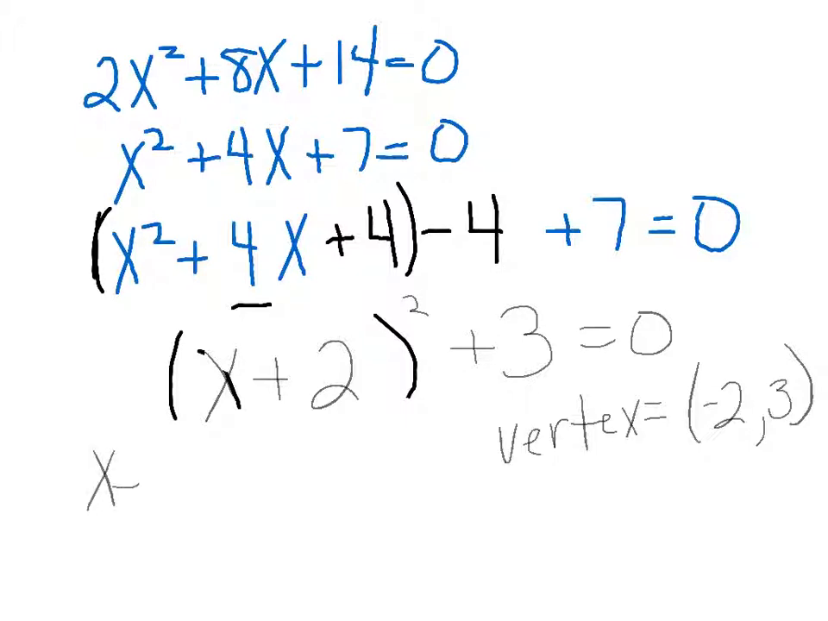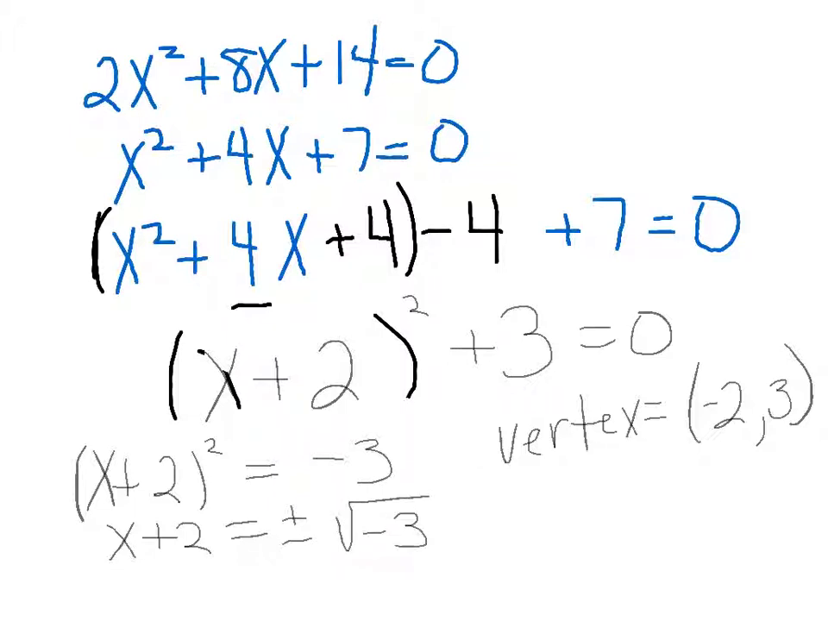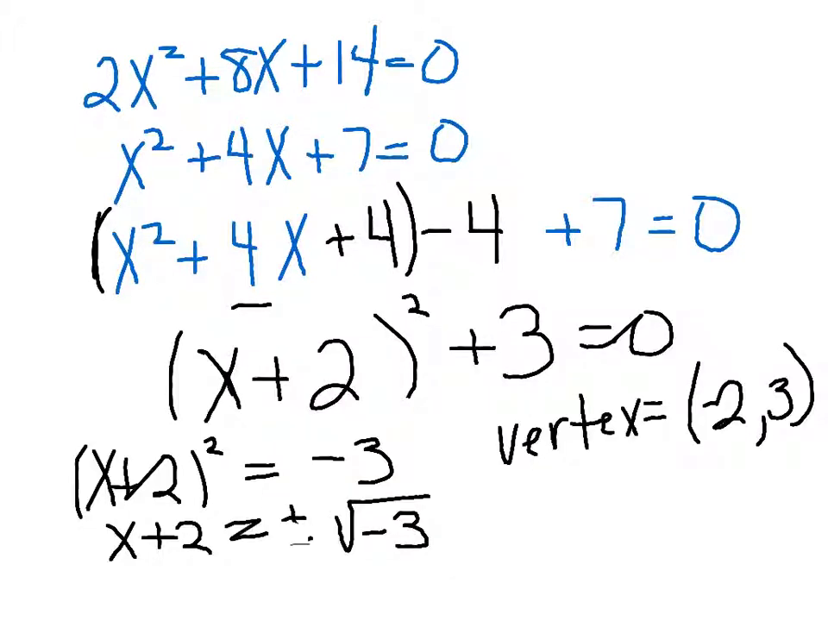Okay? Now if I want to solve this equation for my x-intercepts, I need to move the 3 to the other side. And then I need to take the square root of both sides. So x plus 2 equals plus or minus the square root of negative 3. Now I need to subtract my 2 from both sides, and I will have x equals negative 2 plus or minus the square root of negative 3.